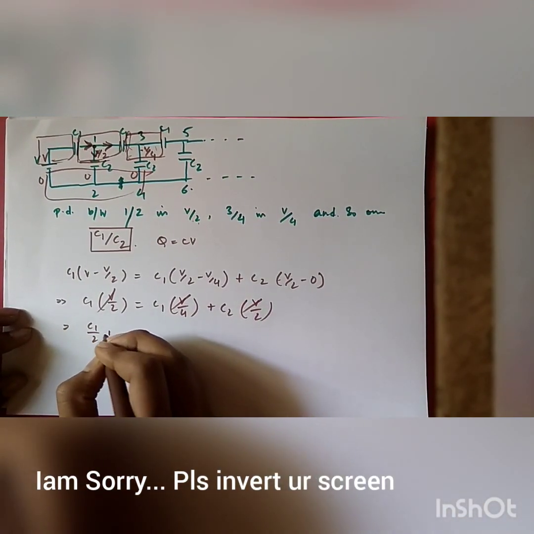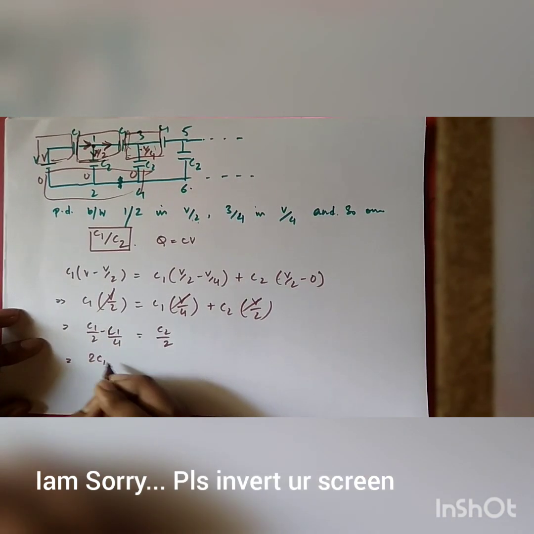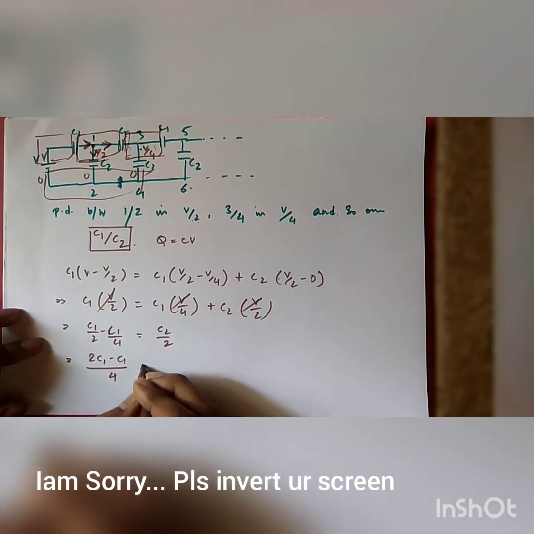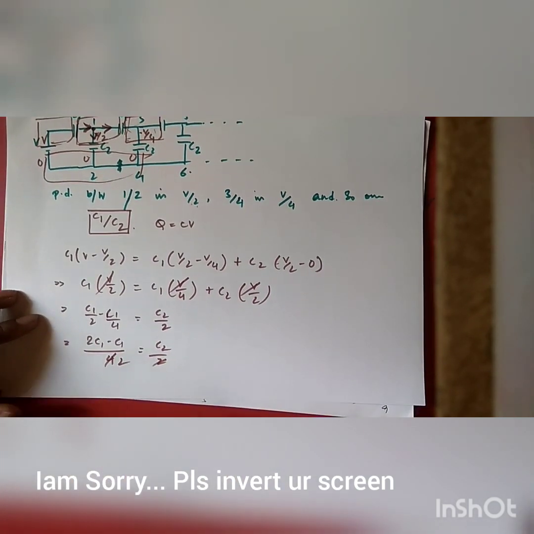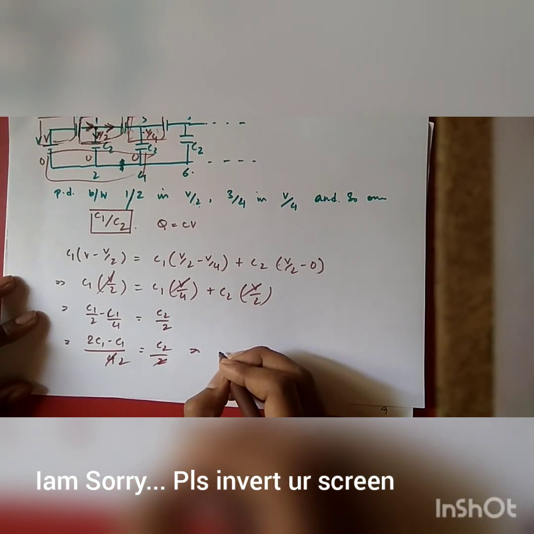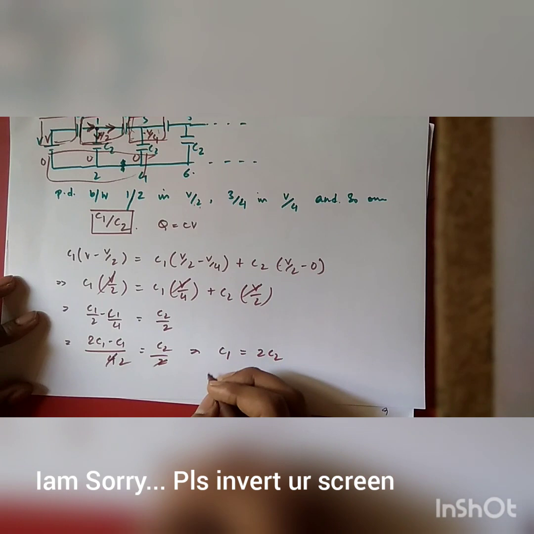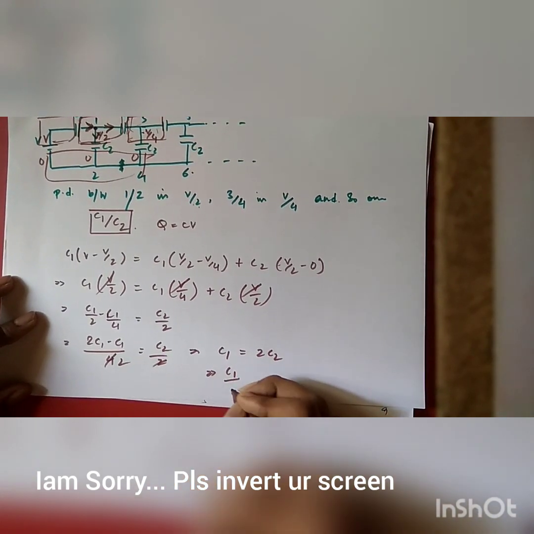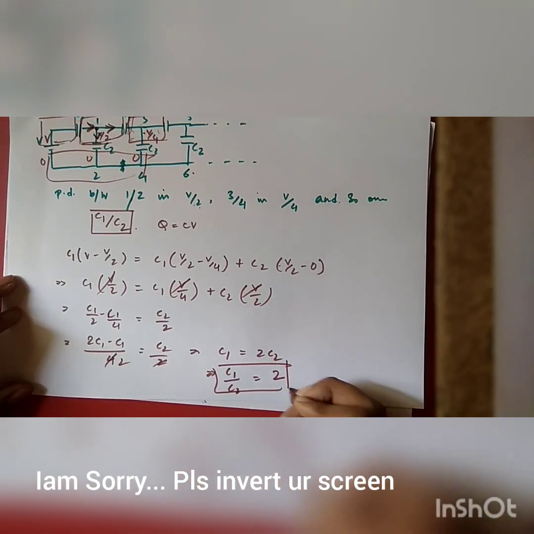C1 by 2 minus C1 by 4, you take the LCM. 2C1 minus C1 by 4 equals C2 by 2. Cancel this thing out. C1 equals 2C2. So C1 by C2 equals 2. Damn simple, right?